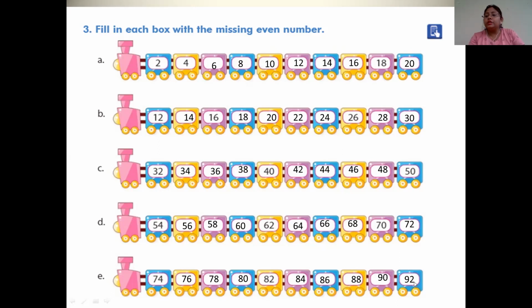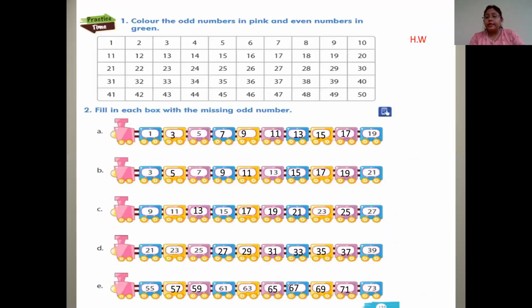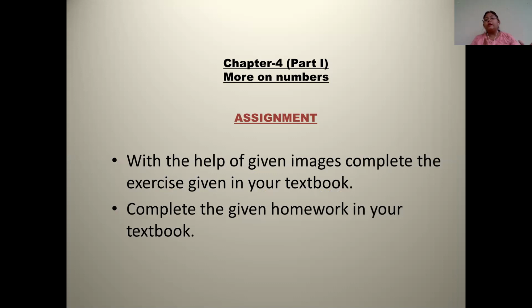So student, in today's session, what we studied about even numbers and odd numbers. Even number means when we have any numbers in pairs, then we call it an even number. And when there is one left over after the pairing, or there is no pair, then such numbers are called odd numbers. So now you have to complete it in your textbook and complete your homework.